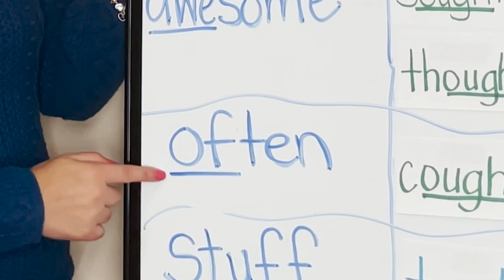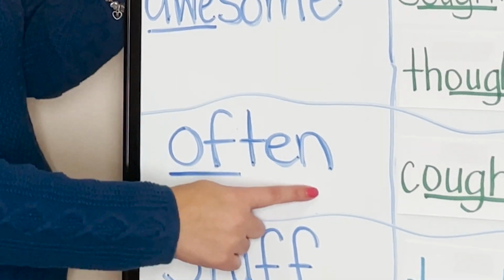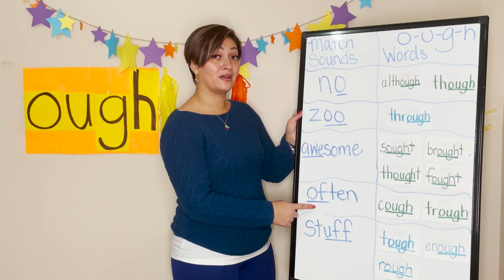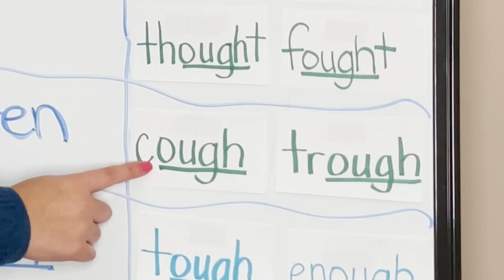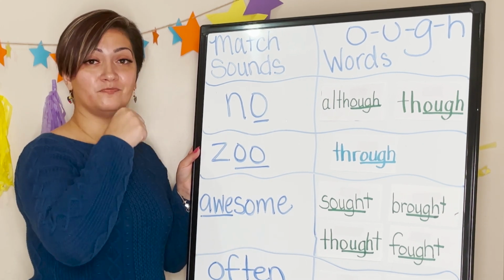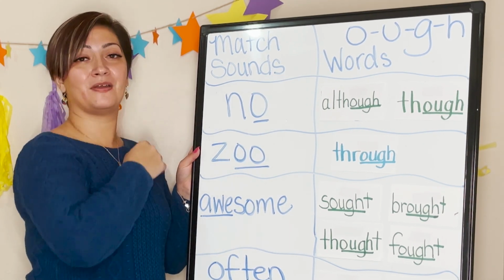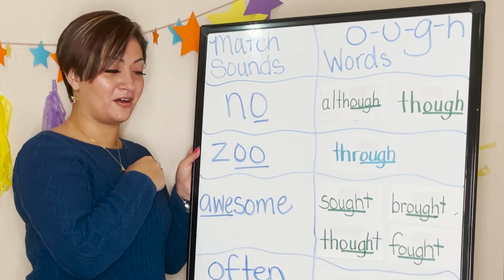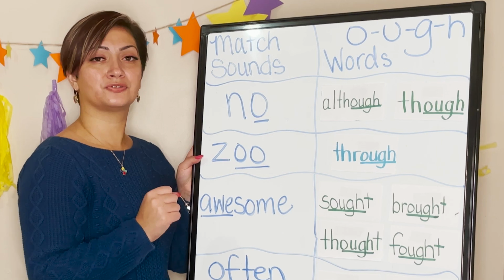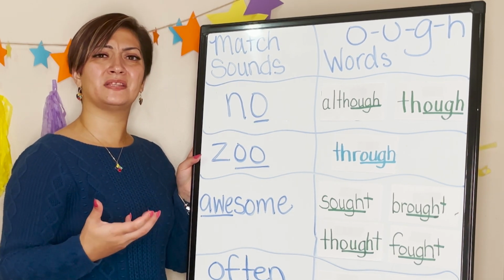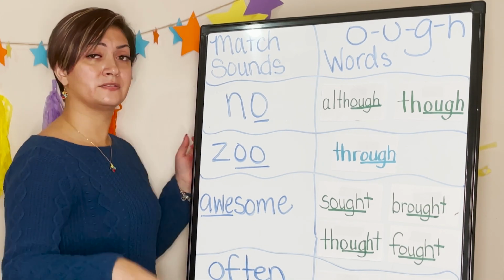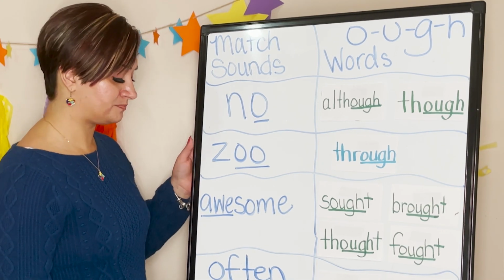Our next sound is off, like in the word often. So when we see O-U-G-H, we're going to make what sound? Off. All right. We got cough. You might want to cover your mouth when you have to cough. Then we have off. Trough. And a trough is just something that you might use for animals. You might put their food or their water in a trough outside. Yeah, usually on the farm.